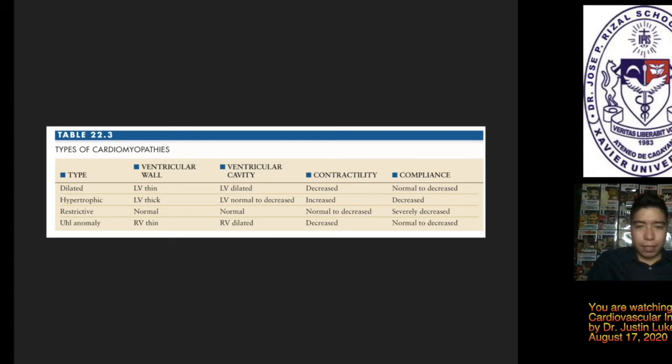Next, for cardiomyopathies, there are different types of cardiomyopathies. On plain radiograph, we have a few signs that we can see, like if it's a dilated type of cardiomyopathy, you'd expect to see a prominent left ventricular chamber. Some of this, you have to look at the 2D echo of the patient as well as the cardiac CT or MR to assess the ventricular wall thickness, the cavity, and the contractility and compliance of the heart.